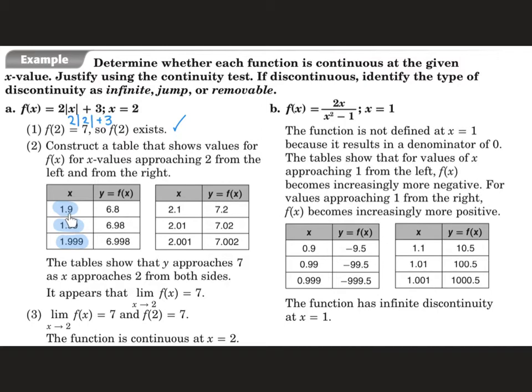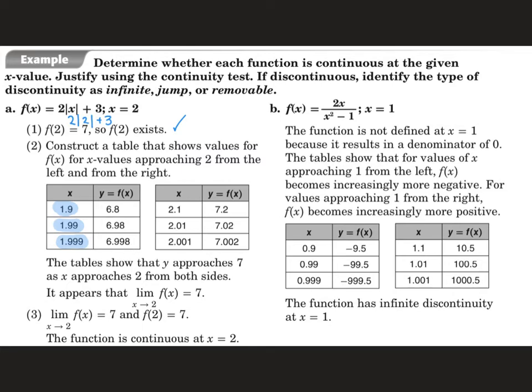So using a calculator, you can plug in these numbers. You would plug in 1.9 and we would get out 6.8. Now 1.99 is a little bit closer. We plug that in and we get out 6.98. Then we plug in a number that's a little bit closer to 2. Remember, we're trying to get to that x value of 2. And from there, you can see that we're getting closer and we have 6.998.